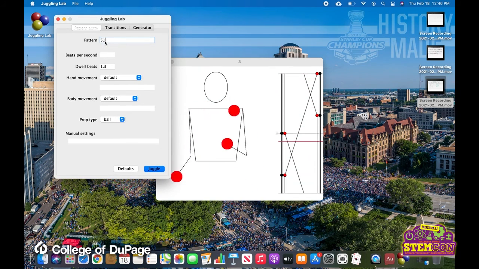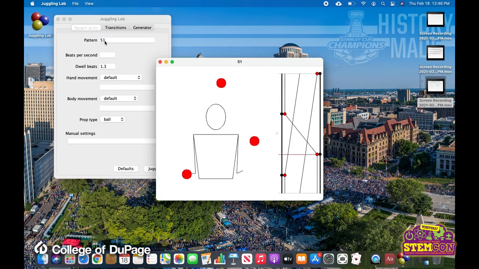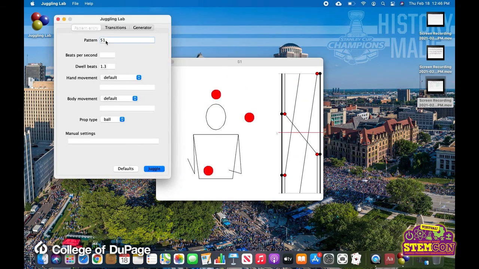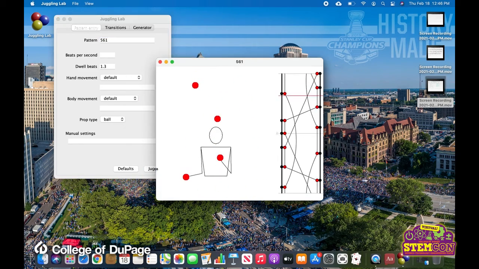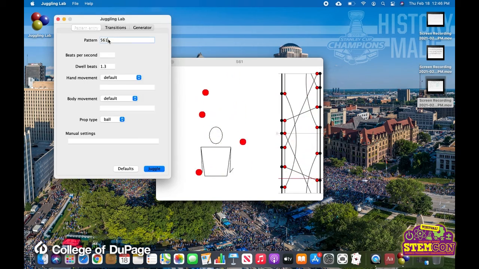Another one of the patterns that we tried was the 3-ball shower fountain that we showed could be juggled, and so that's what this would look like. 5-1. We also tried the pattern 5-6-1, and so that's what this would look like. So that's a much more difficult pattern to actually juggle with 4 balls.